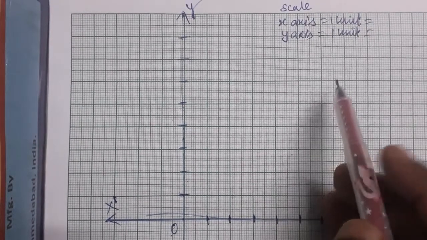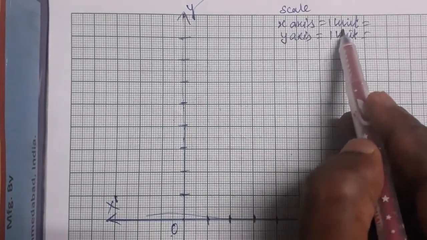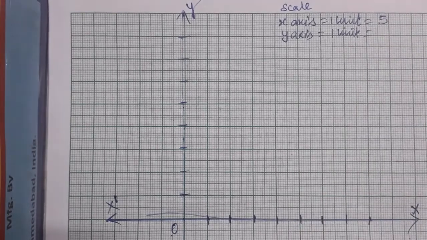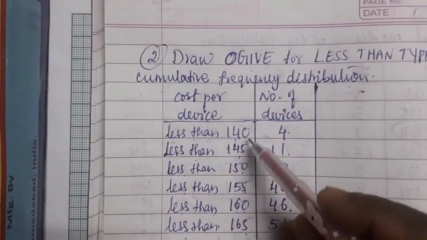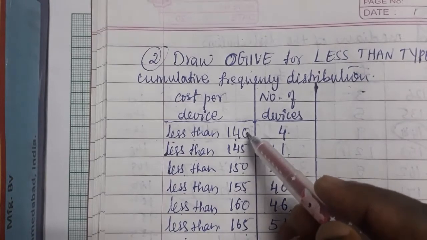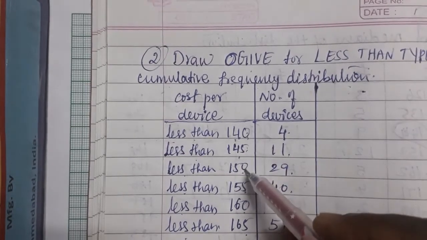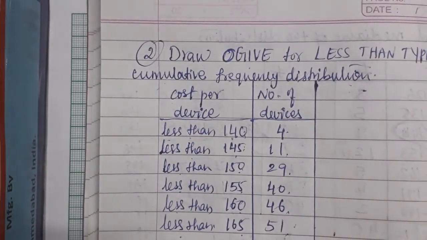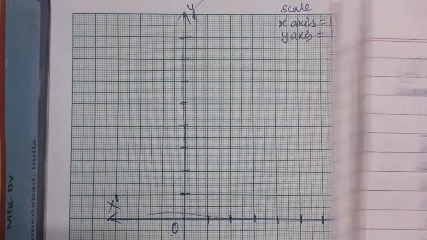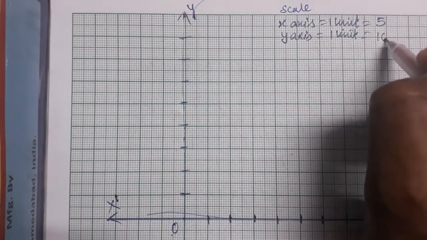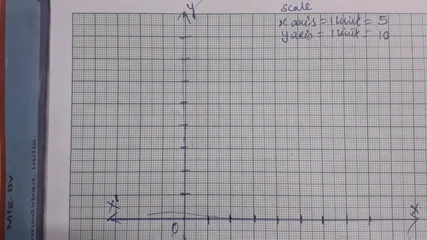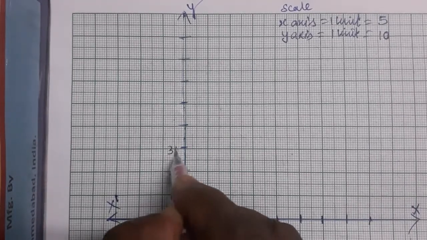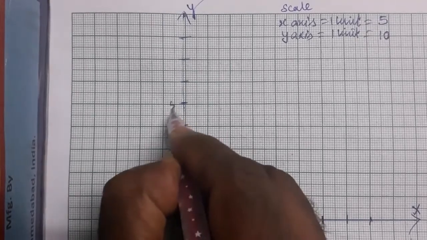Now scale plays an important role. On x-axis, 1 unit, I will take it as 5, because if you notice the question, the size of each class interval is 5: 140 to 145, 145 to 150. And then you notice cumulative frequency maximum is 50. So therefore, I will take 1 unit equal to 10. It will be easy to represent on y-axis. So y-axis is 10, 20, 30, 40, 50.